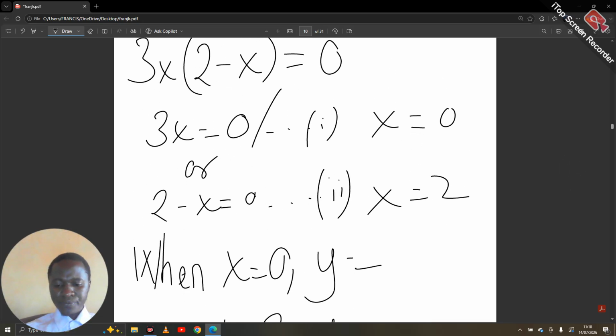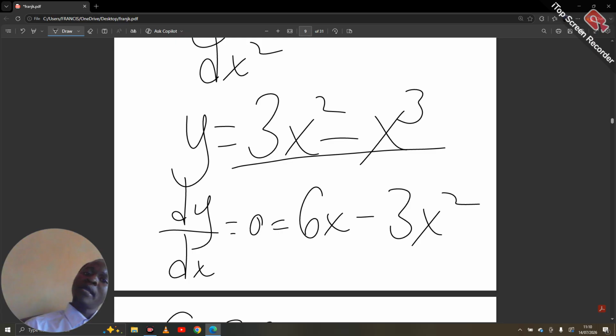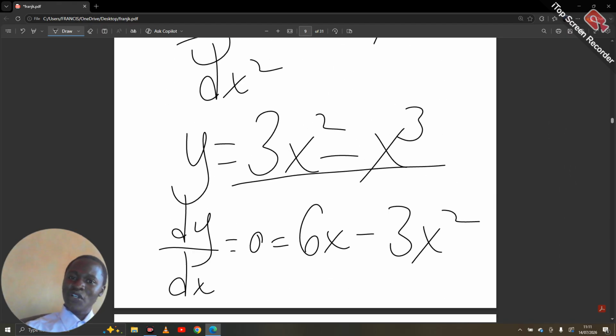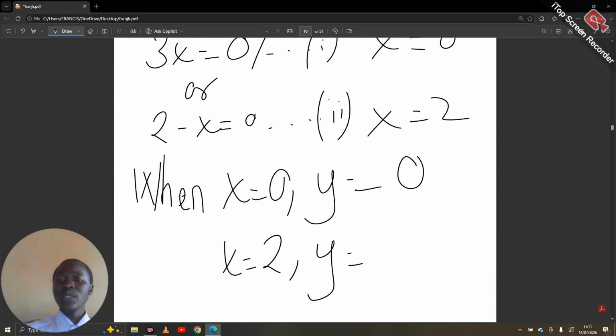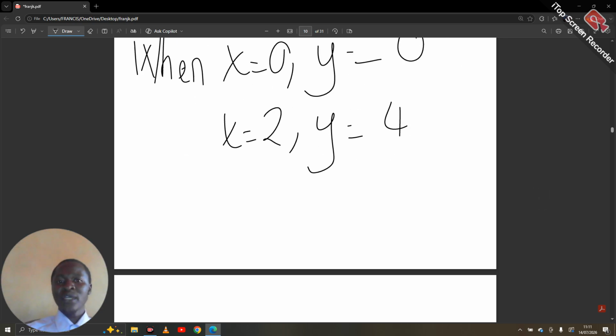Now, when you substitute x equals 0 into the function, obviously you'll get y to be 0. Substituting x equals 2 in this function, remember you must refer back to the function to get y, because that is the only place where the y answer lies. So what will be my y? After substituting back, y will be 4.